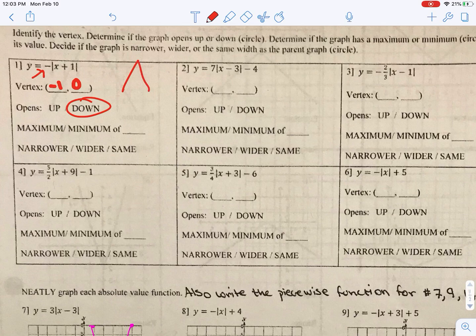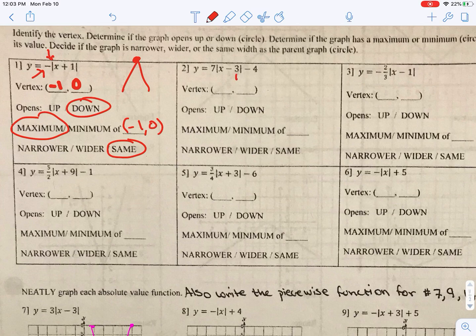If it's negative, it goes down. So if it's down, do I have a minimum point or a maximum point? That is as high as the graph can be. It has a maximum point of -1, 0, because that's just the top. That's just going to be the same as the vertex. Narrow, wider, the same. It's the same when this is 1. Okay? When it's bigger than 1, it's wider. No, I'm sorry. When it's bigger than 1, it is narrower. And when it's smaller than 1, or in between 0 and 1, that's when it's wider.